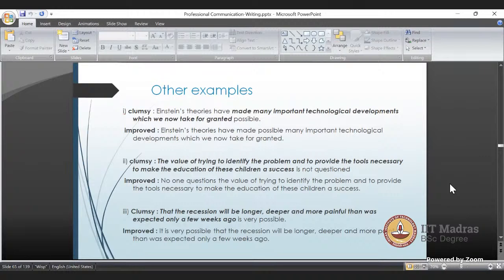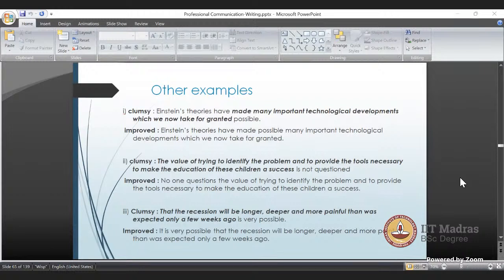It was Einstein's theories which have made many important technological developments which we did. The rest of it is not important. The moment you say it was Einstein's theory, the reader automatically knows my stress is on Einstein and the theories. Okay, right. So just do this as you try and use multiple methods and see how you achieve stress and emphasis. I was just trying to give you an example of how you do that.